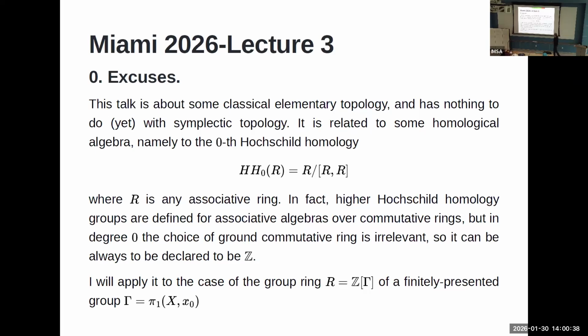So it's really very classical elementary topology, and as I said, that has nothing to do yet with symplectic topology, and it has little to do with algebras, non-commutative algebras, which you like. But homological algebra is very rudimentary. It's zeroth Hochschild homology. It's a quotient of the ring by commutants.